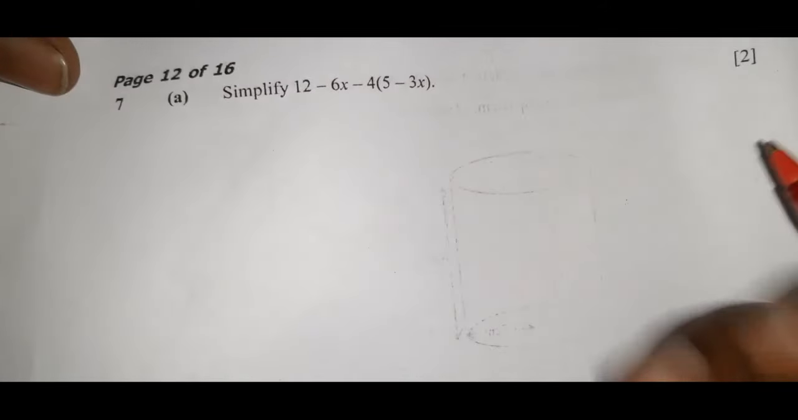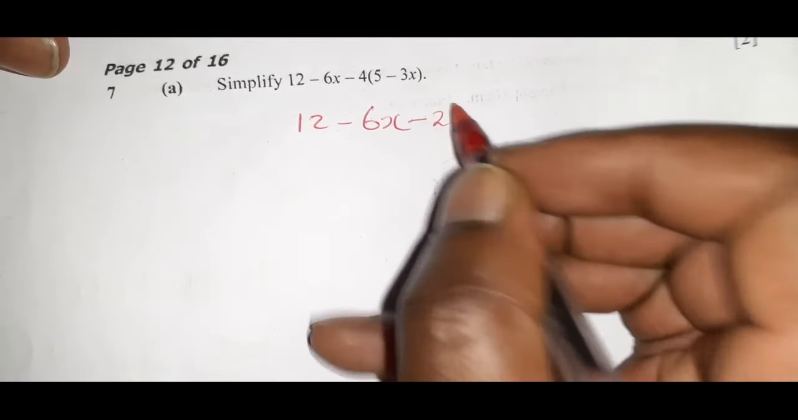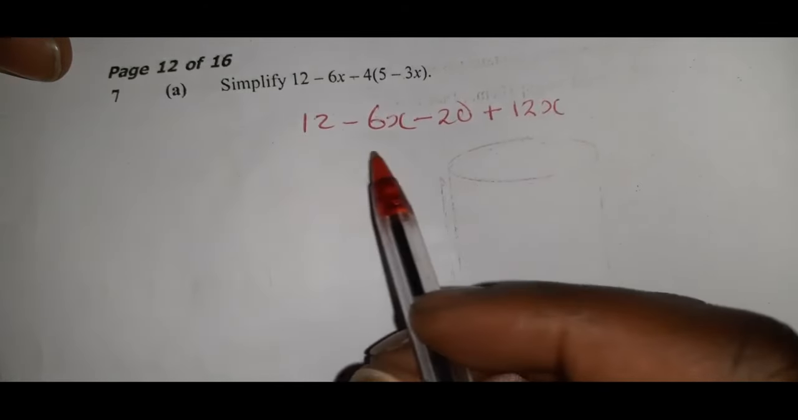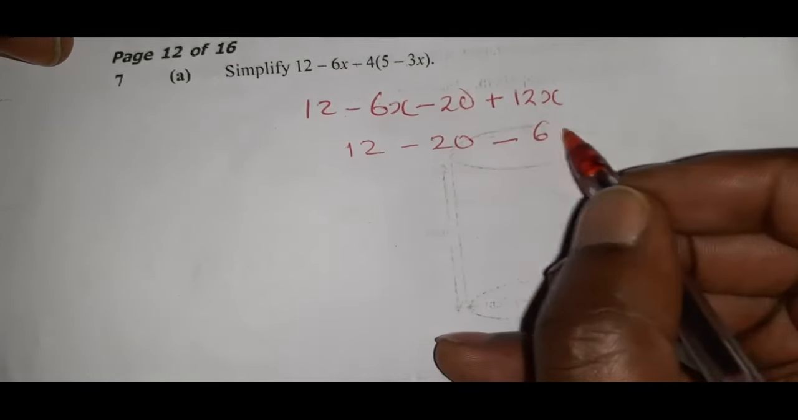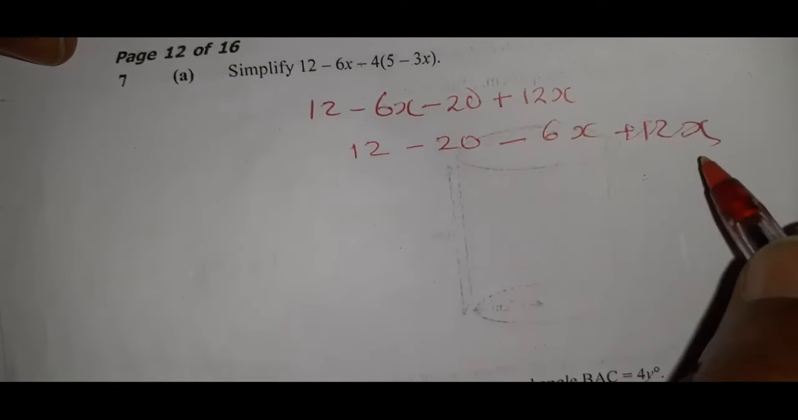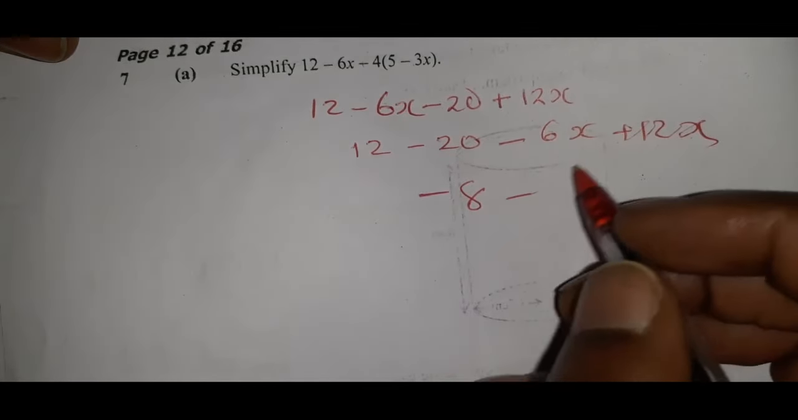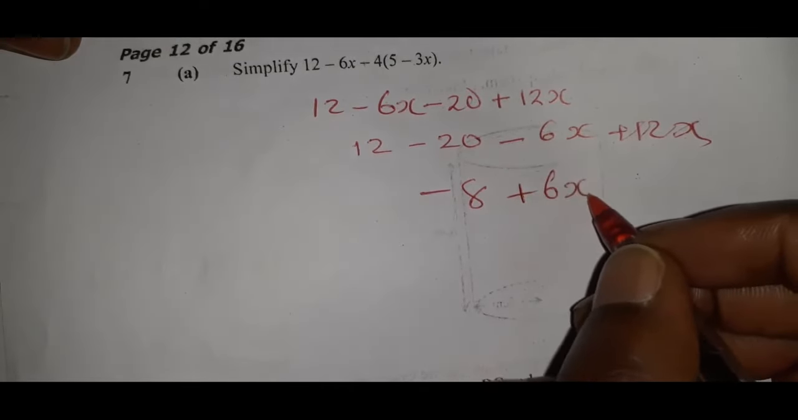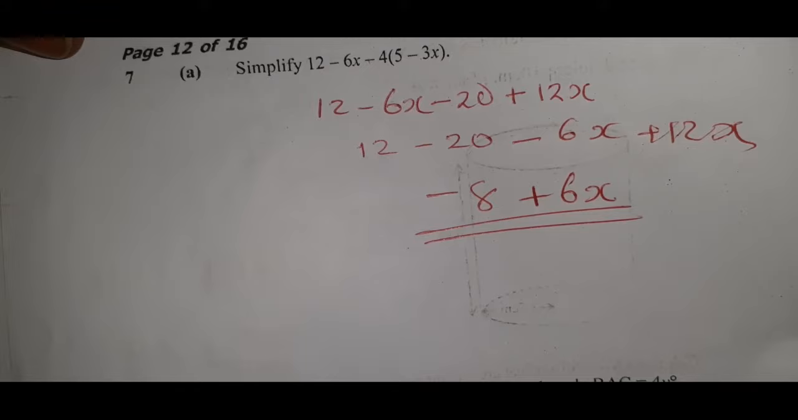Question 7a, simplify what is here. So we have 12 minus 6. Then we distribute this, it's going to be minus 20. This minus and this one we get plus 12x. At this point we put the like terms together, isn't it? So we have 12 minus 20 minus 6x plus 12x. So this is going to give us what? Negative 8. This will also give us what here? Plus 6x. This is what we're going to get.